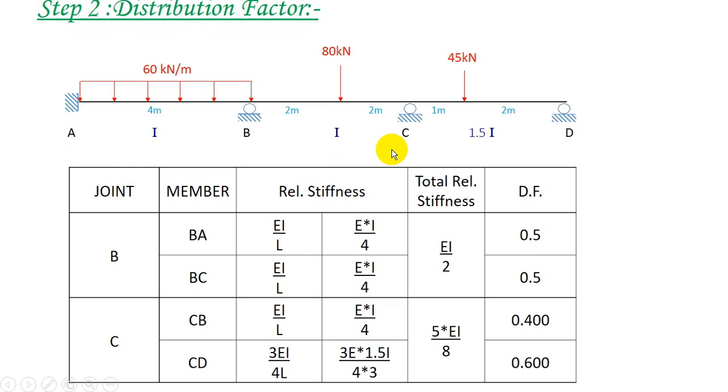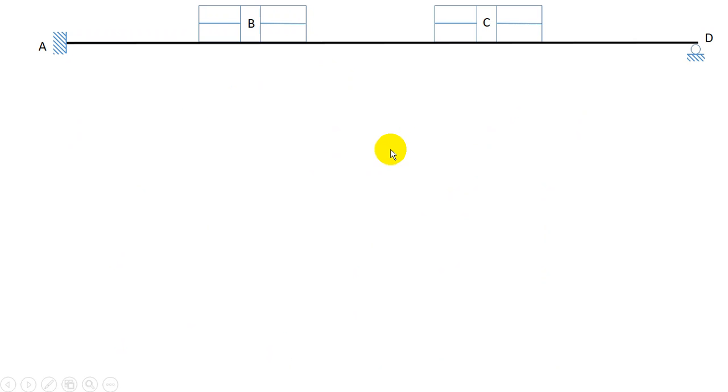Now let us move to the next step, that is drawing our beam again, and going further with the real moment distribution iterations. This is our final step basically. So I've drawn boxes surrounding my intermediate supports B and C, as you can see here, and now let us fill these boxes.